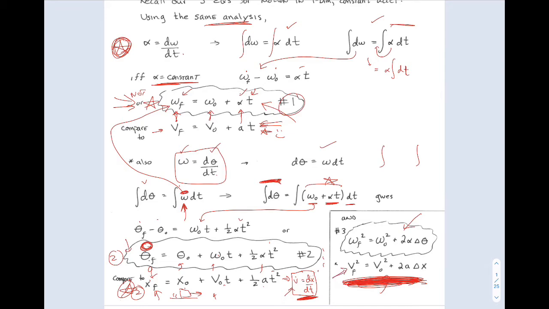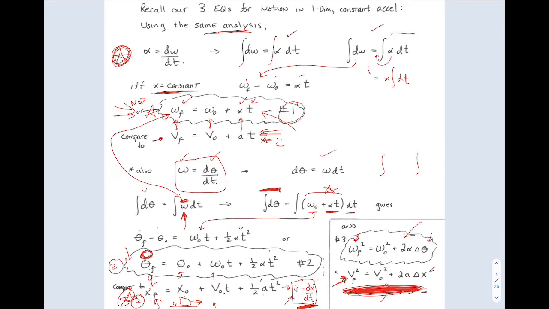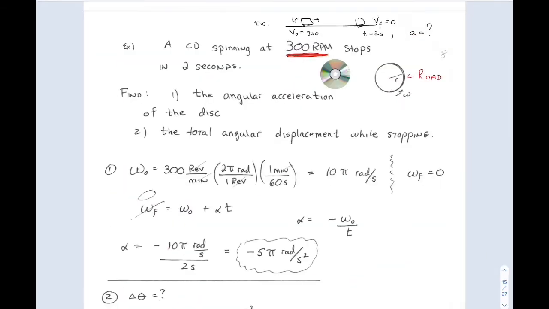So this one tells you how fast the car is going at a certain place. This tells you the spin rate after it's gone a certain angular displacement. So we'll do a problem that involves these. Continuing on, here's a problem where I have a CD spinning at 300 revolutions per minute, and it stops in 2 seconds. And I'm asked to find the angular acceleration of the disk.